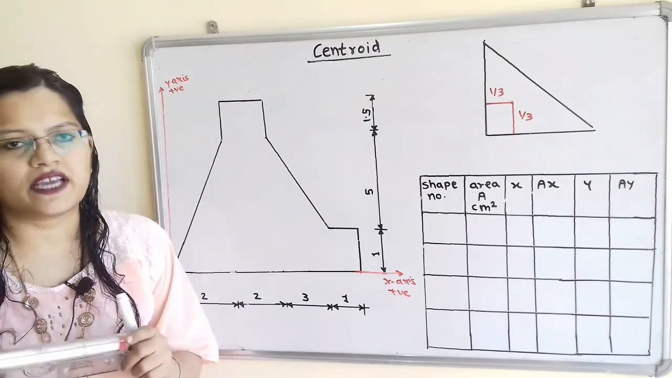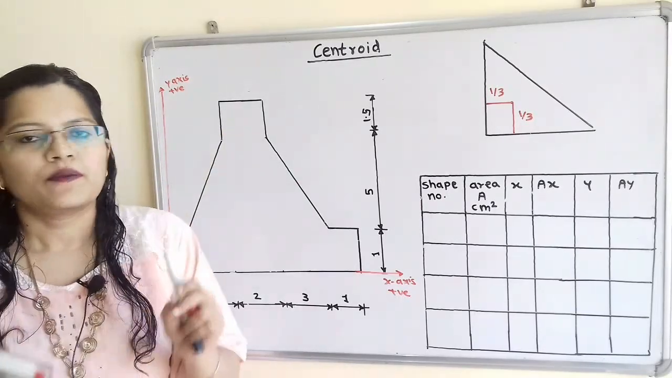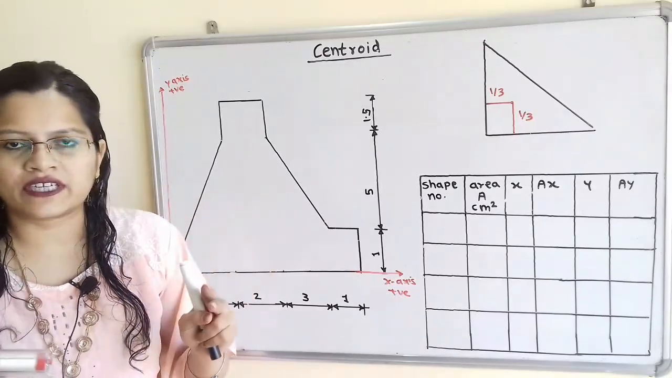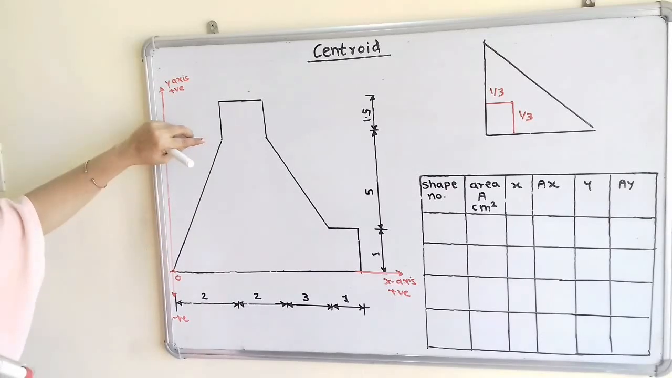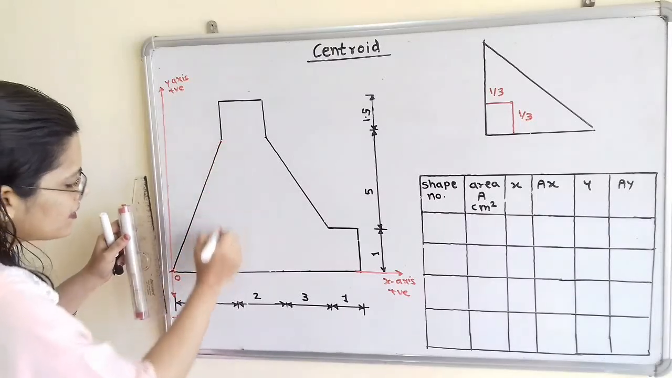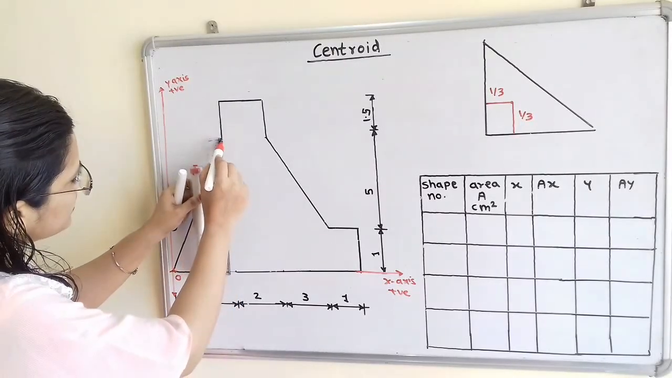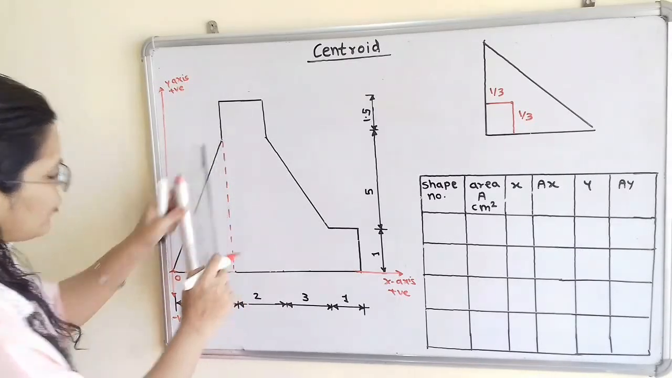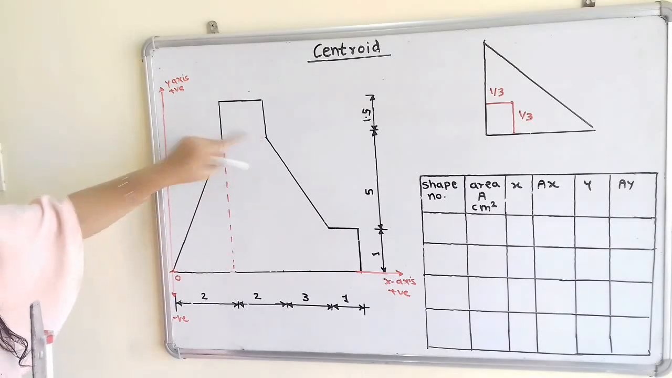Now second step, we have to split this given shape into a number of small shapes, that is, in terms of triangles or rectangles. So if we observe this shape, we will make one construction line. I will extend this point in a vertical line. I will show this with the help of a dash line. Now if we observe, this is the triangle shape.